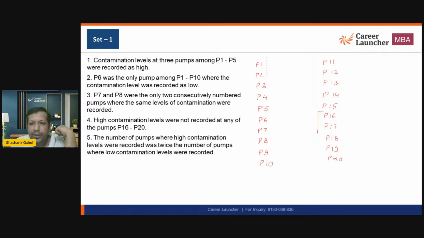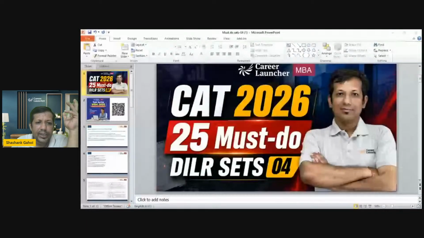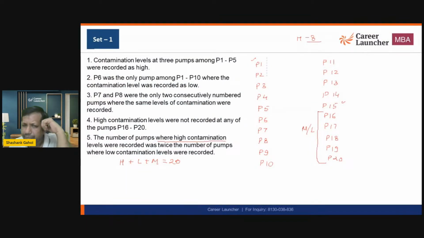From P16 to P20, we don't have any high, so from this to this we are going to have either medium or low. So I can find high between P1 to P15. What can be the maximum value of high? The maximum value of high can be from 1 to 15. If I put everything alternately, the maximum of high can be 8. I'm not saying it is 8, I'm saying the maximum value of high will be 8. And the last point is saying we have 20 pumps, so the pumps categorized as high plus low plus medium is equal to 20.